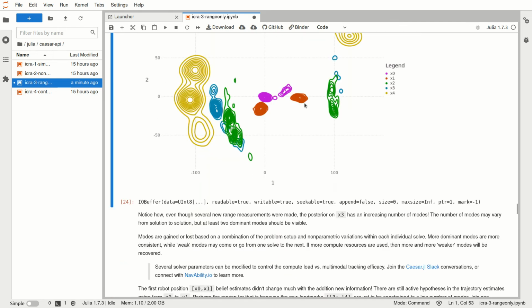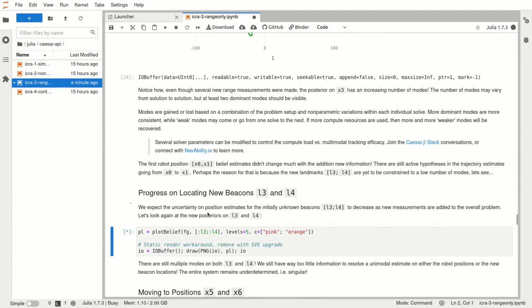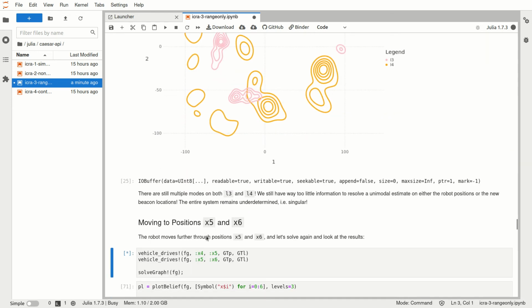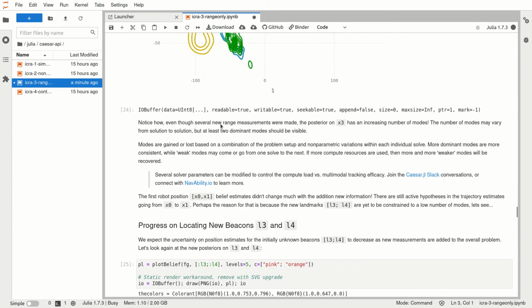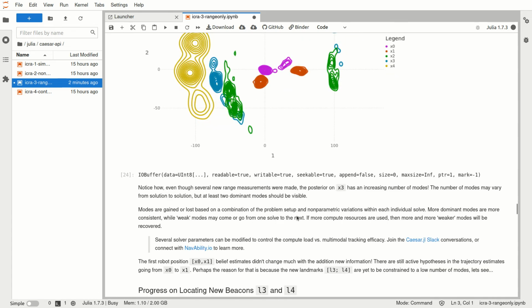All right, cool. Let me see if I can run anything out in advance. I'm just going to run a little bit ahead. Let's drive some more and solve out ahead of us. Notice how even with 7 new range measurements, the posterior on X3 has an increasing number of modes. So let's have a look at X3. It's all of this, the bluish color. There are many more modes, even though we're adding more data to the system. So the uncertainty is growing faster, or the number of hypotheses is growing faster than the amount of data we're collecting.